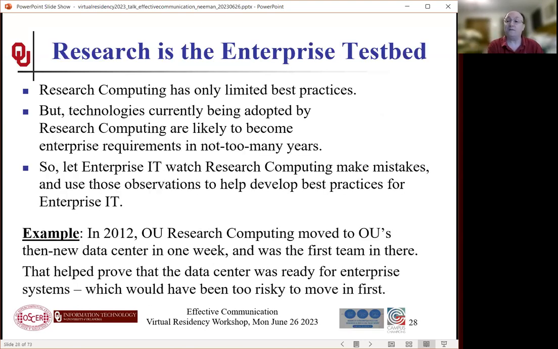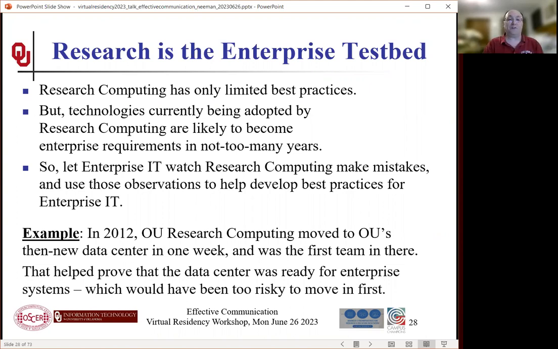Okay, and we're also a test bed for enterprise. By the way, I'm going to run out of time way before I run out of slides, just so you know. So research computing has limited best practices, but we're constantly adopting new technologies. And we don't know what we're doing when we get these new technologies. It's the standard joke, right? If we knew what we were doing, it wouldn't be research. So we try a new technology and then we make a bunch of mistakes. Enterprise can watch us make those mistakes, learn from our mistakes what the best practices should and shouldn't be. And then they can adopt those same technologies after we do, right?